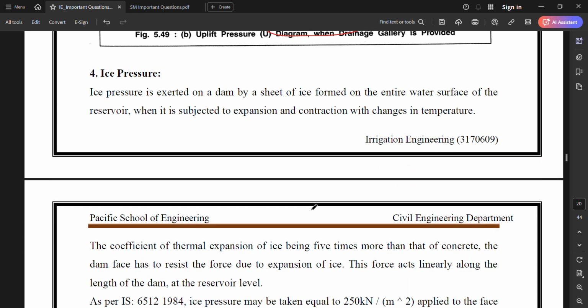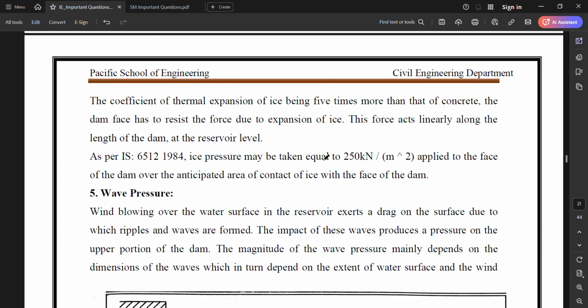Okay, fourth is the ice pressure. Ice pressure is exerted on a dam by a sheet of ice formed on the entire water surface of the reservoir when it is subjected to expansion and contractions with changes in temperature. The coefficient of thermal expansion of ice being 5 times more than the concrete, the dam face has to resist the force due to the expansion of ice. These forces act linearly along the length of the dam at the reservoir level.